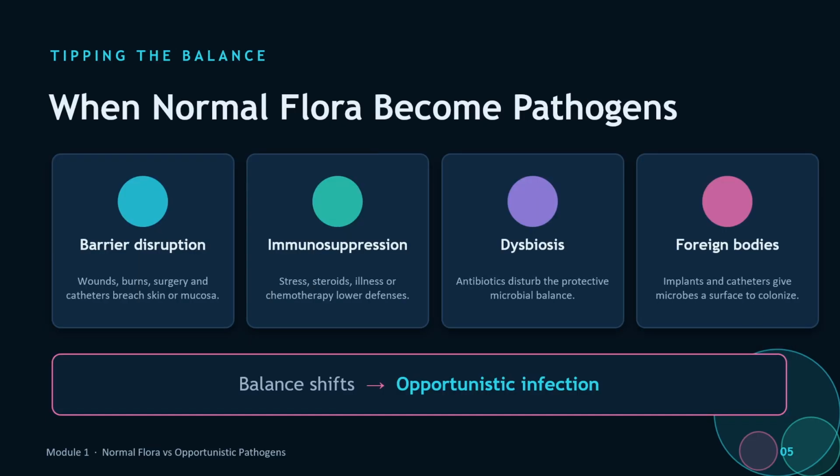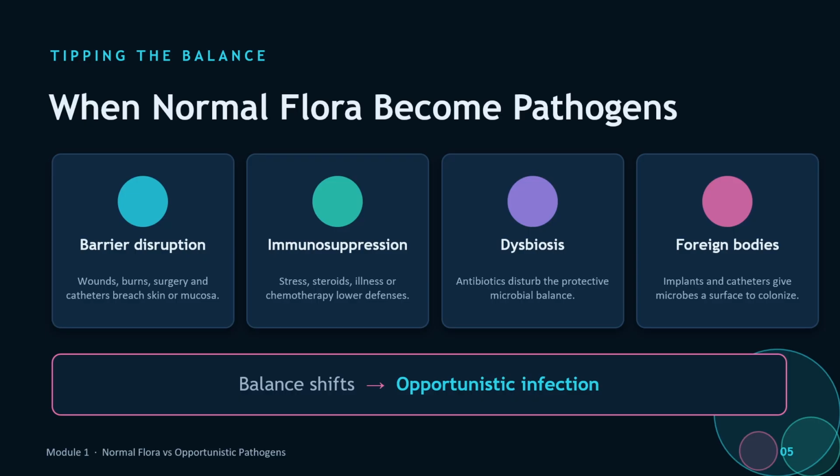What actually flips a harmless commensal into a pathogen? 4 triggers, and most clinical cases involve more than one. First, barrier disruption. Skin and mucosa are physical walls, and anything that breaches them, a bite wound, a burn, surgery, an intravenous or urinary catheter, gives flora direct access to deeper tissue. Second, immunosuppression. Physiologic stress, corticosteroids, viral infection, endocrine disease like Cushing's or diabetes, and chemotherapy all lower the host's guard.